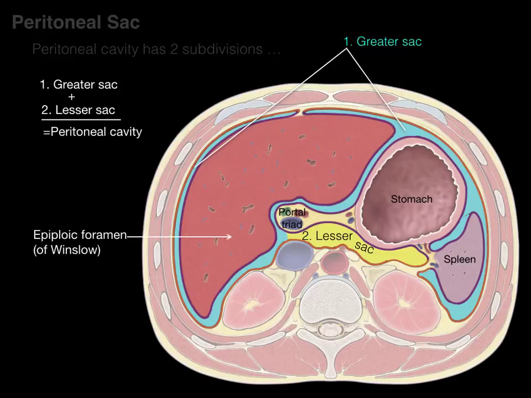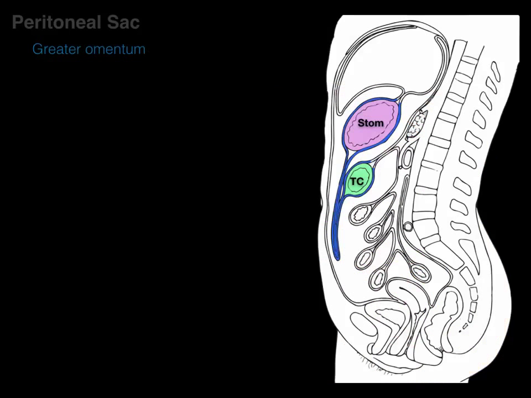Now, the communication between the greater and lesser sac is through an opening called the epiploic foramen of Winslow. And it's right there, right along deep to that free border of the portal triad of the lesser omentum. We also call that part of the lesser omentum the hepatoduodenal ligament, which I'll talk about more in a few minutes.